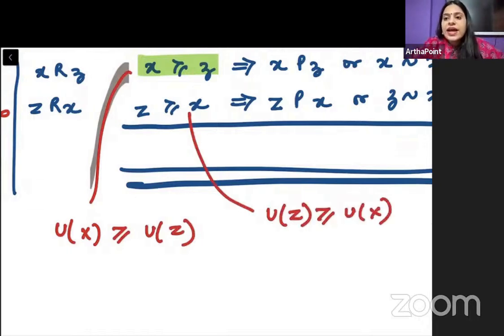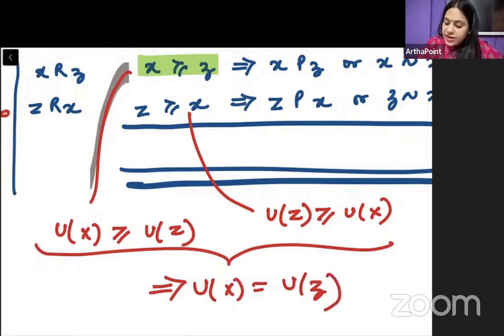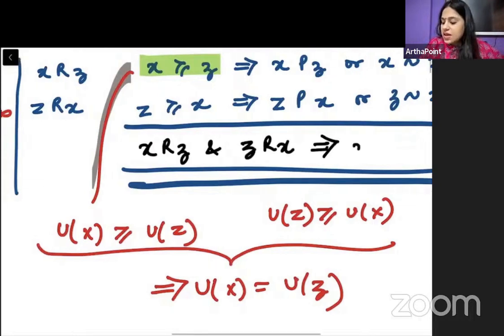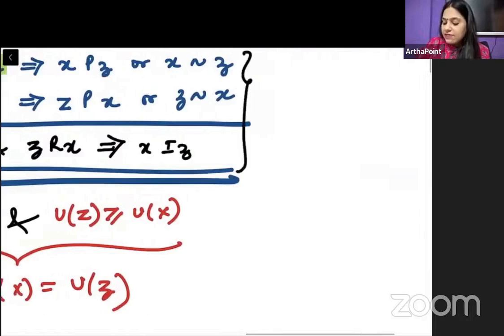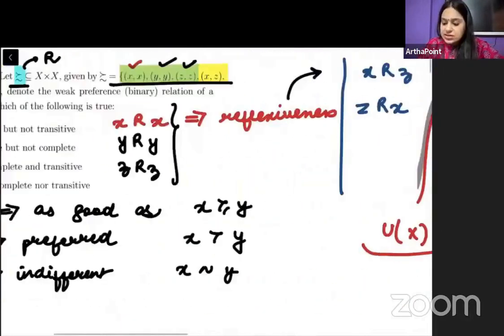So if I combine these two things together, can't I say that X and Z should have exactly the same level of utility? Right? So if I combine XRZ and ZRX, this just implies XIZ. X and Z should be indifferent to each other. Only then can these two things be simultaneously satisfied. So from here, I understand that I must be indifferent between X and Z.